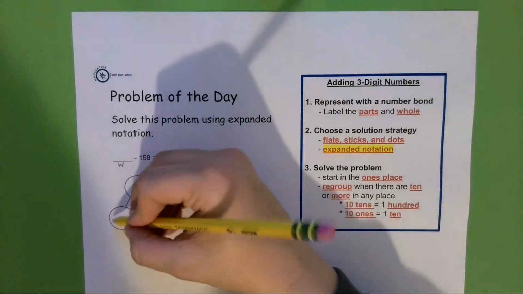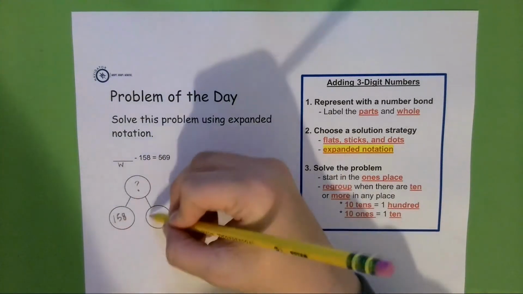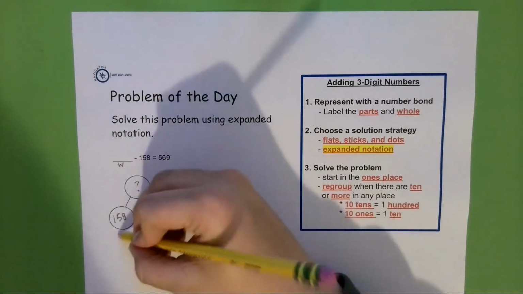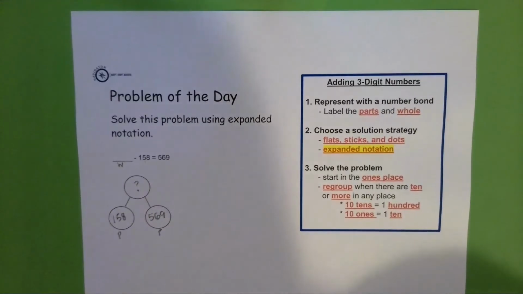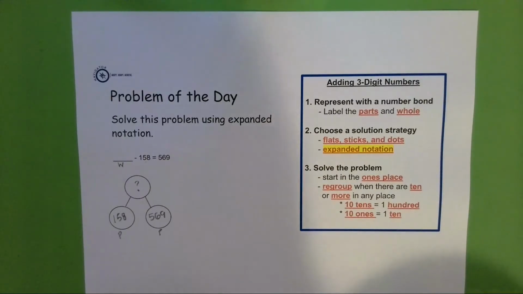Then I bet you said that we could put 158 and 569 in the parts because in a subtraction sentence we take a part away from the whole and it gives us the other part. Nice work. So what do I need to do to solve this problem using flat sticks and dots? Say it out loud.